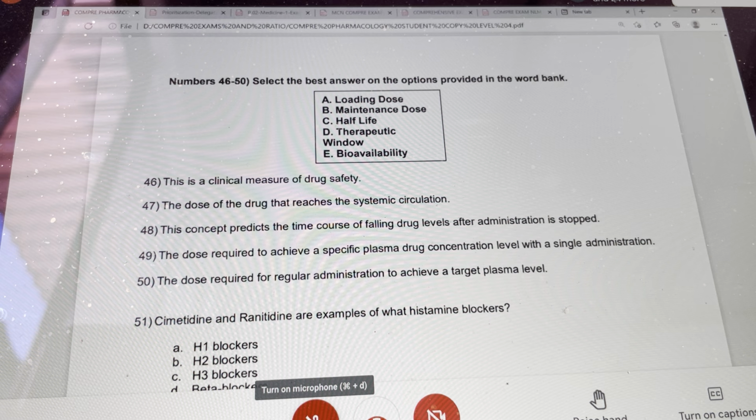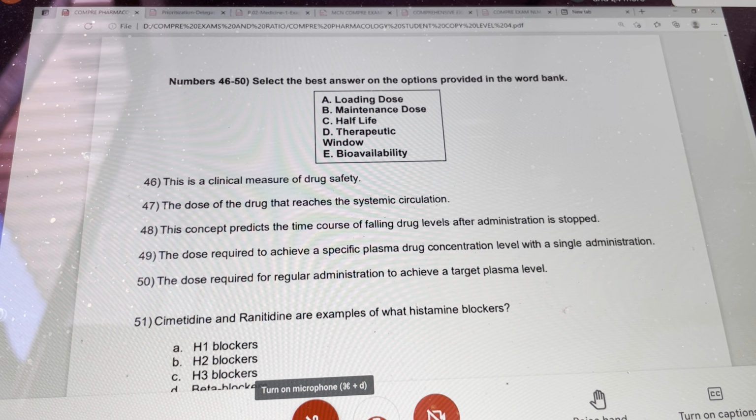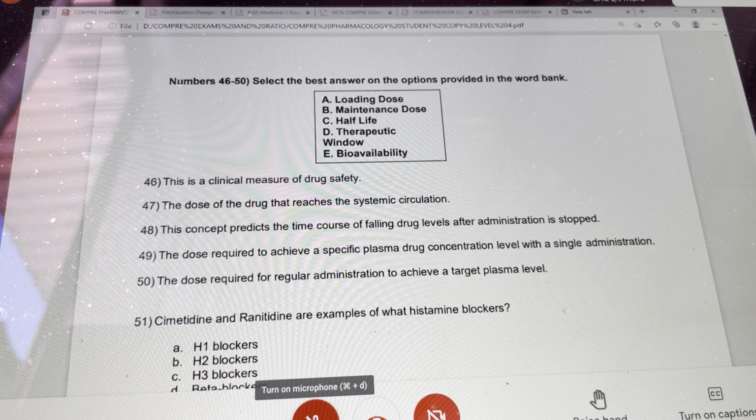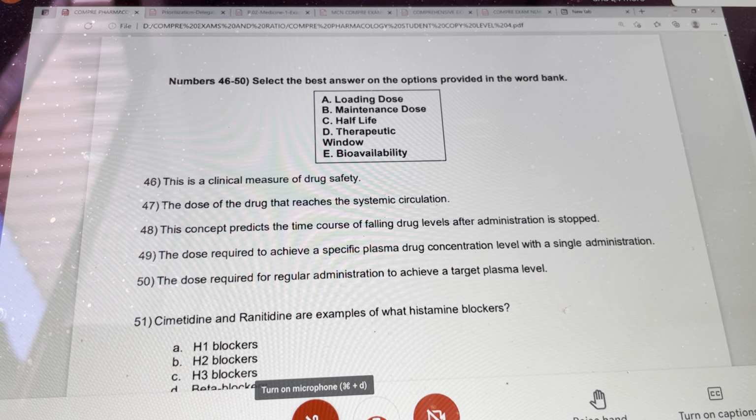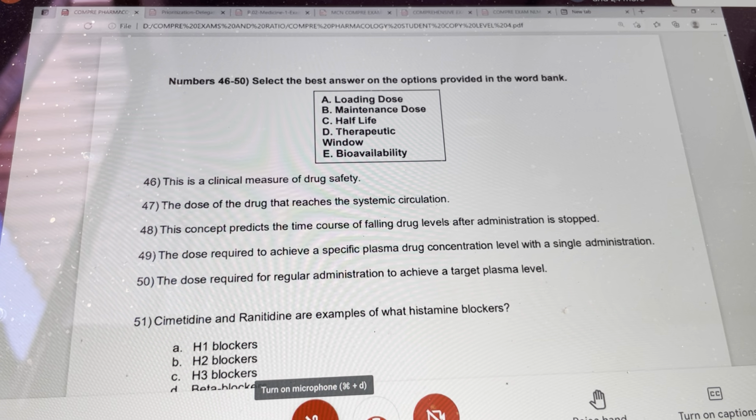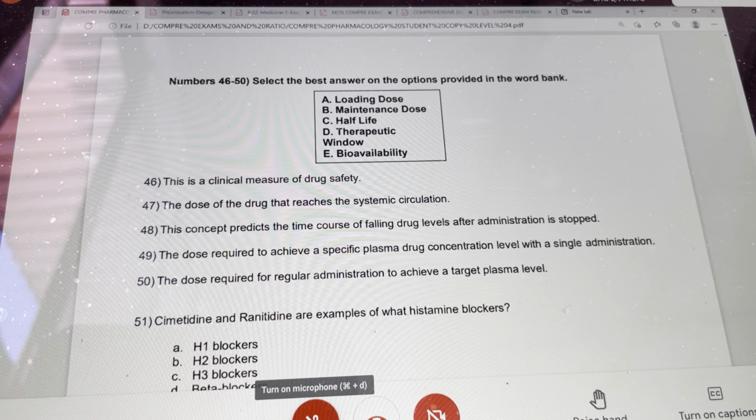Half-life ito, okay? So it is the time needed to change the amount of drug in the body by one half or 50%. Okay, so 50% of those medications stays in you and the 50% is eliminated. But we are sure that the state for the maximum therapeutic reaction has been attained. Okay? So that is letter C, half-life.